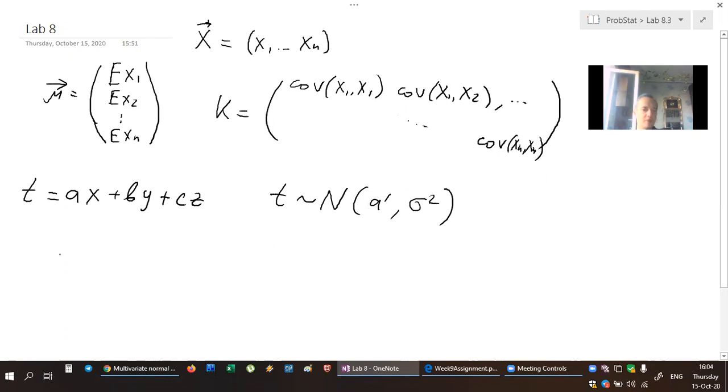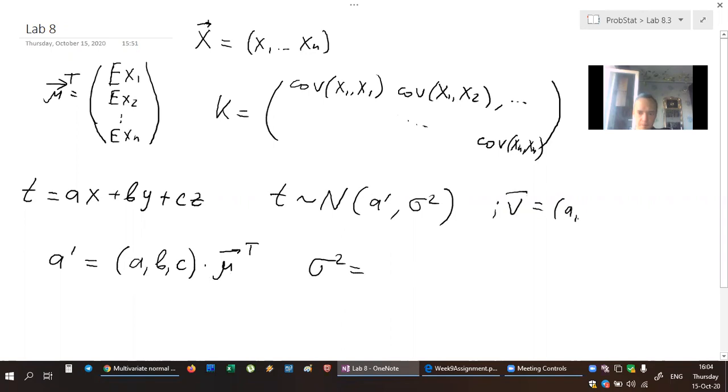Okay, how to find these parameters? Again, according to the theory, it will be the following. Let me denote with T the transpose of the column vectors. And sigma square will be the vector v multiplied by matrix K multiplied by vector v transposed.